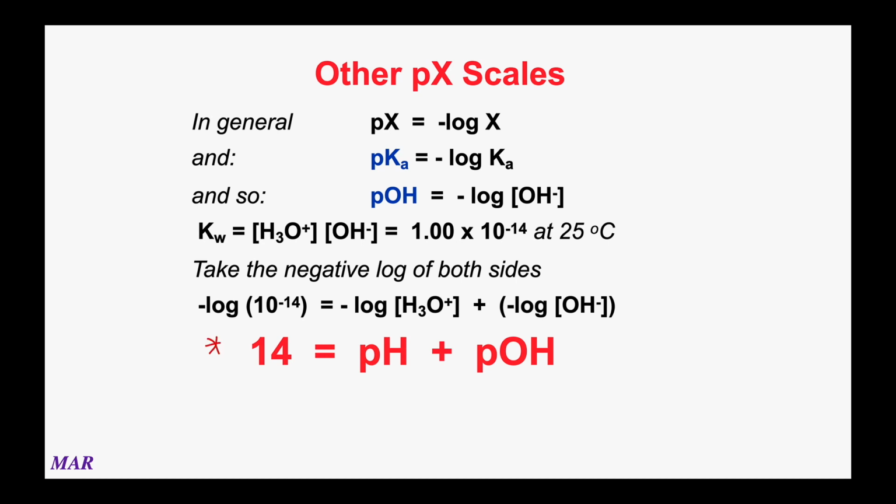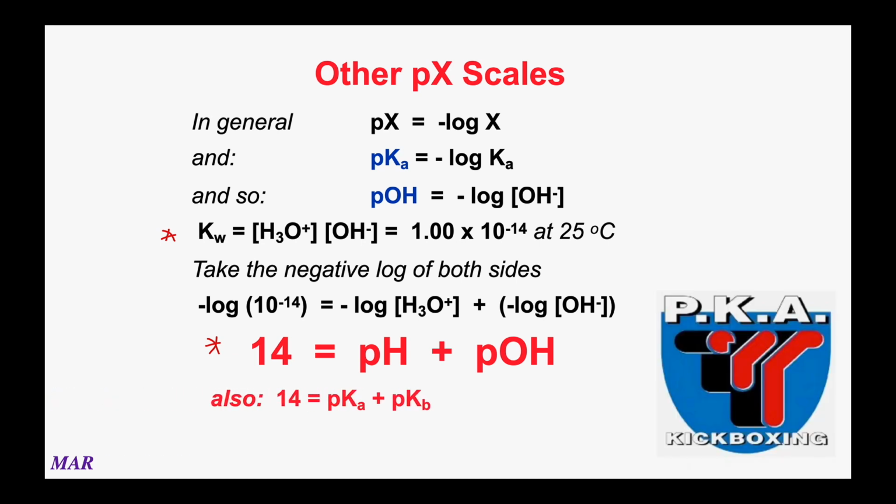If you have pH, you can quickly find pOH. If you have pOH, you can quickly find pH. It comes from the Kw expression, equals hydronium times hydroxide, but sometimes it's more helpful to think about it in pH versus pOH than hydronium and hydroxide.